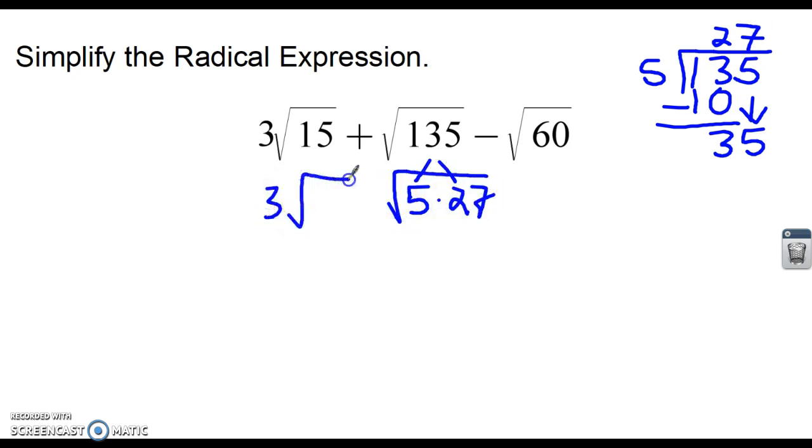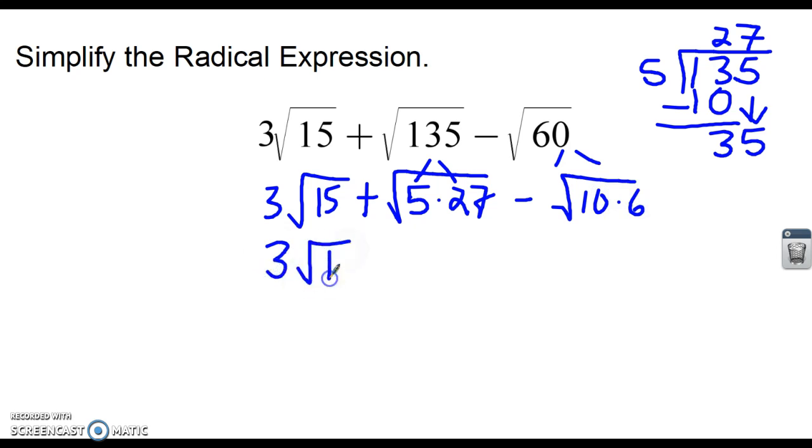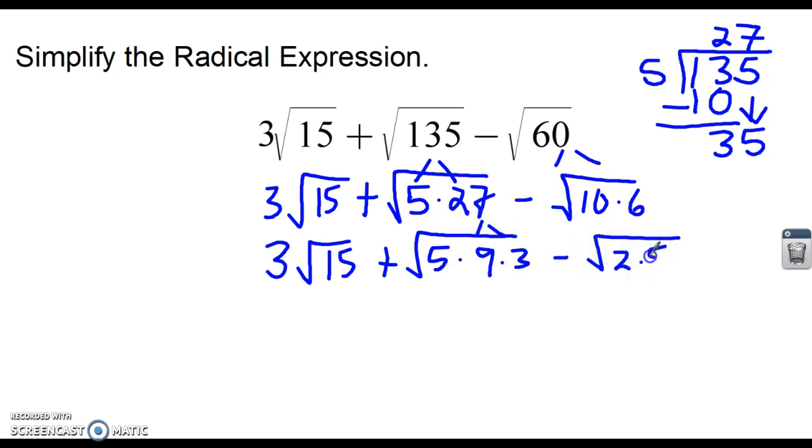3 square roots of 15 is going to stay the same because, like I said earlier, you can't simplify the square root of 15. Okay, square root of 60. 60 factors into 10 times 6, or you could think to yourself 4 times 15. Either one. I'll do 10 times 6. It's more familiar. It's probably more likely what you would have guessed. 3 square roots of 15 isn't going to change. 27 is 9 times 3. Minus, and then 10 is 2 times 5. 6 is 3 times 2.